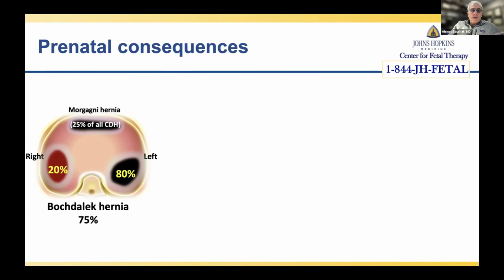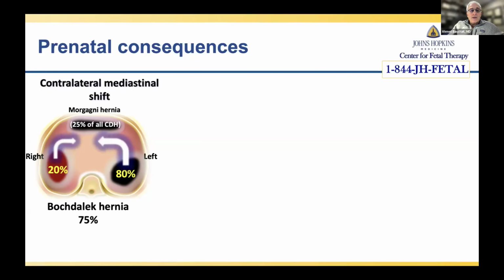Most of the diaphragmatic hernias, and this is looking at the diaphragm from the bottom up, are on the left-hand side, that's 80%, right-sided hernias about 20%, and then a smaller proportion of hernias are the more Morgagni hernias that are all on the anterior portion of the diaphragm. And so the traditional Bochdalek hernias, which are the ones that are prenatally typically diagnosable, make up 75% of the CDH volume.